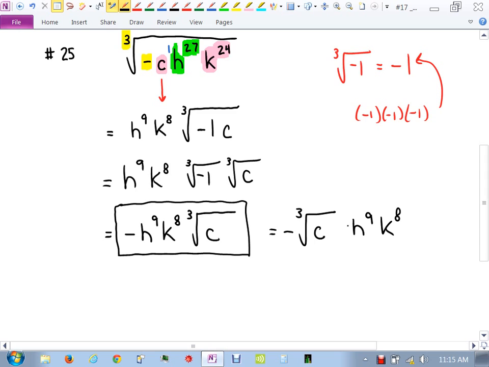And to really be clear, you could put a dot between these to stress it's that root times the h to the 9th times the k to the 8th. Okay? All right.